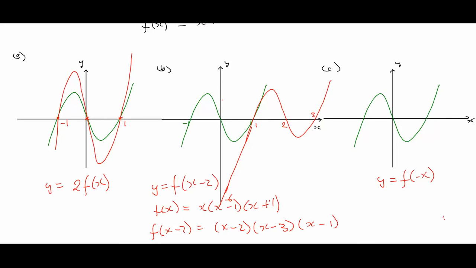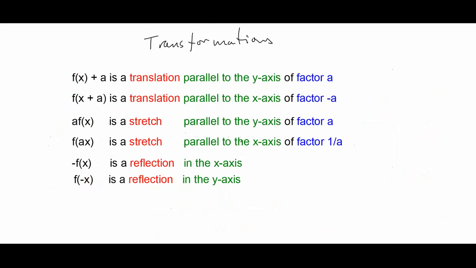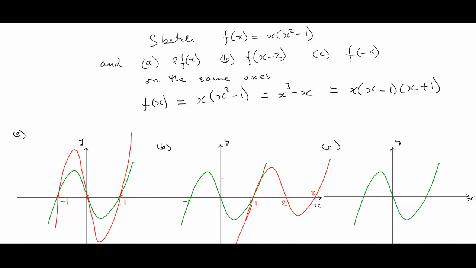Lastly, we want to sketch f of minus x, and that, going back to our list, is a reflection in the y-axis. And so everything on the right hand goes to the left, and on the left hand goes to the right. So the curve will look like that. Again, you need to put in the values where it crosses the x-axis, which haven't changed, in fact, minus 1, 0 and 1. Put 0 there if you wish.